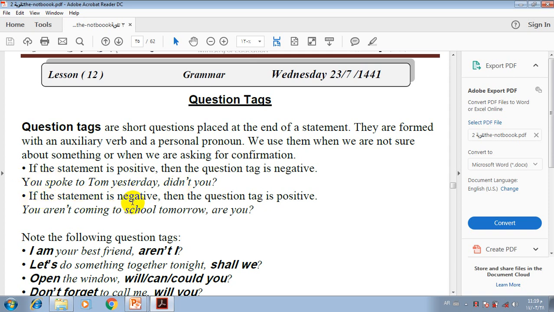And if the statement is negative, like you see in this example, then the question tag is positive, like this. The example is, you aren't coming to school tomorrow. Here the helping verb is negative, so it must be in the affirmative case in the question tag and followed by the pronoun you.